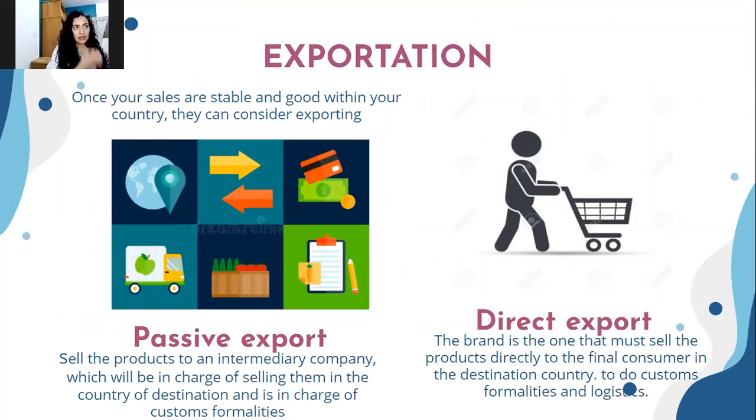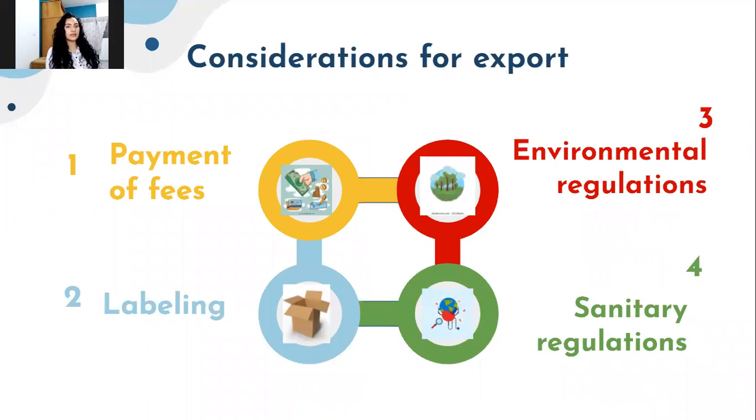In exportation, if we have a well-established business in our locality and country, in our case it is going to be a direct export, and this is when the brand is going to sell the product to the final client in the final destination country. There are four considerations. The first one is the payment of fees. The second one is labeling, environmental regulation, and sanitary regulation. For this case, Sapone Artesanal for export is exempt, and Sapone Artesanal has to have a cosmetics label.